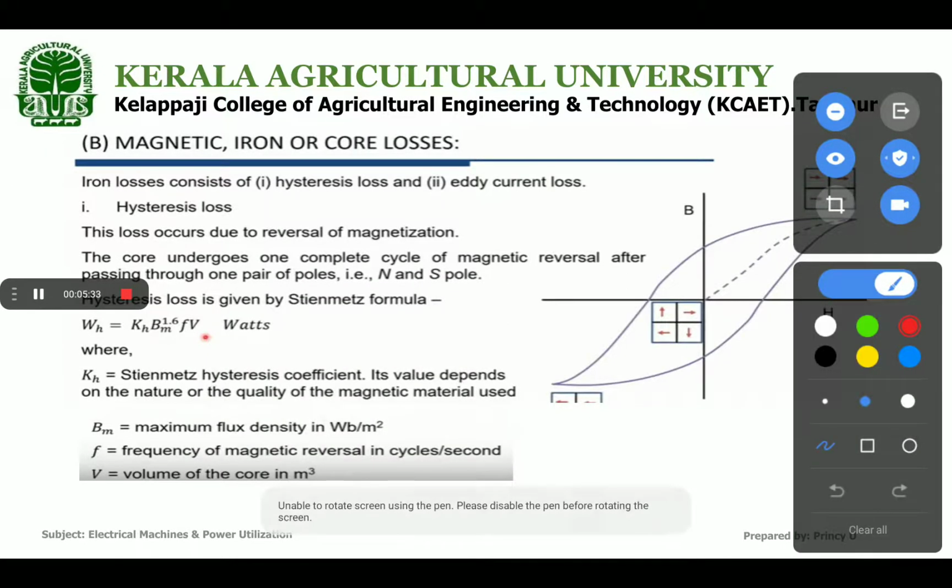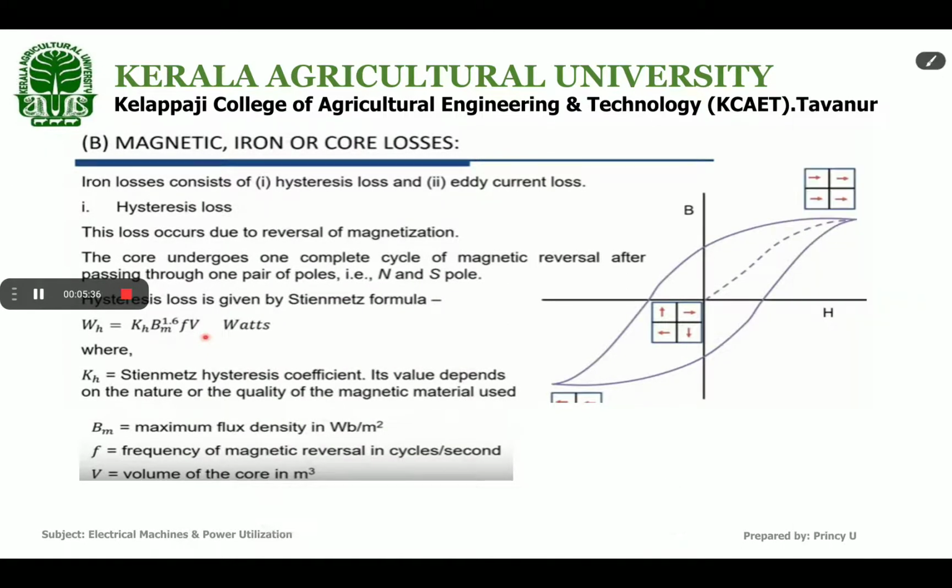Now another loss is magnetic losses, also called iron or core losses. We have already studied there are two types of iron losses, hysteresis loss and eddy current loss. Hysteresis loss. That's what we studied. This loss occurs due to reversal of magnetization. The core undergoes one complete cycle of magnetic reversal after passing through one pair of poles. First it is magnetized and then it is demagnetized.